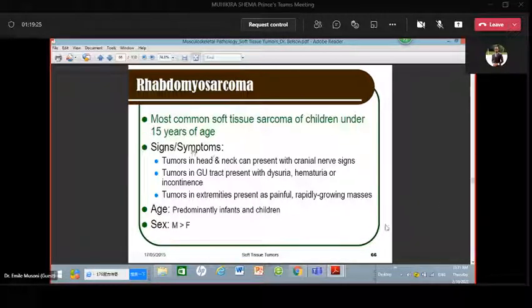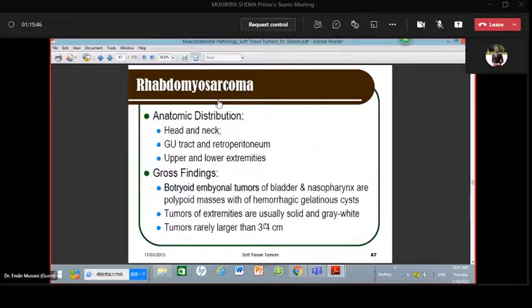Clinically, tumors in the head and the neck can present with cranial nerve signs. In the genitourinary tract, dysuria, hematuria, or incontinence can be found. Tumors in the extremities present with a painful, rapidly growing mass, predominantly in infants and children. Anatomically, as I've seen before: head and neck, genitourinary tract, and upper and lower extremities.